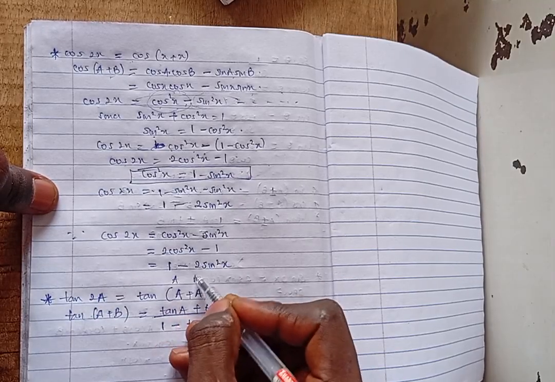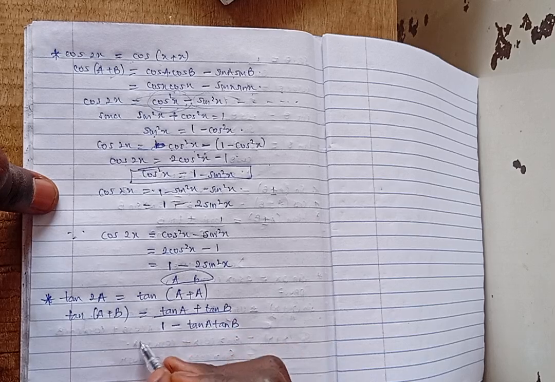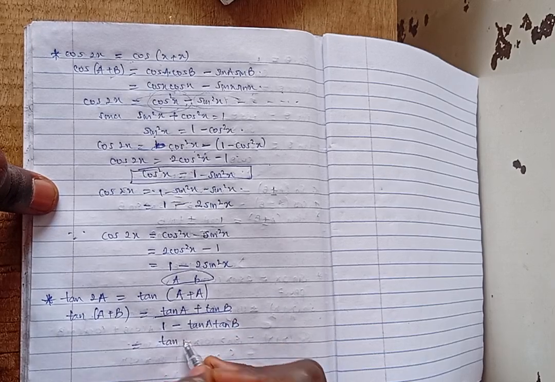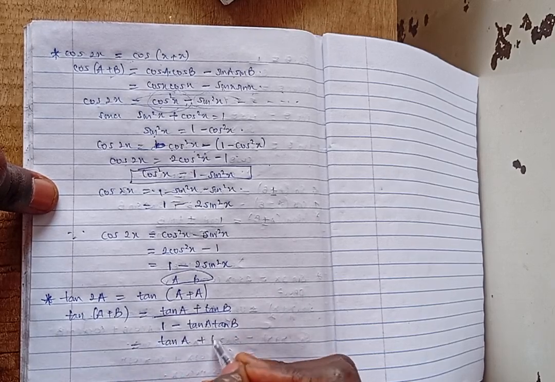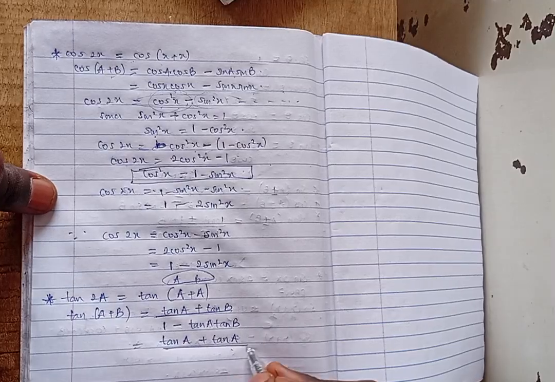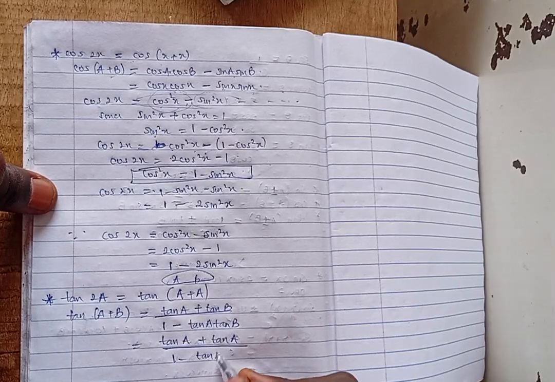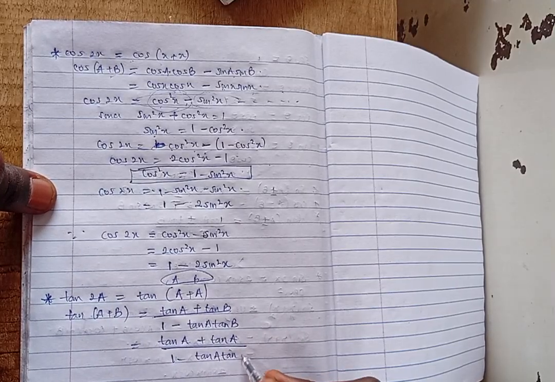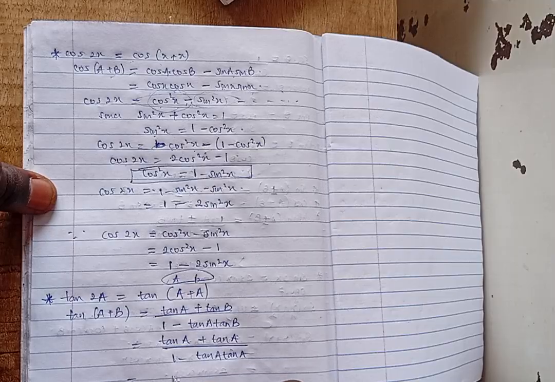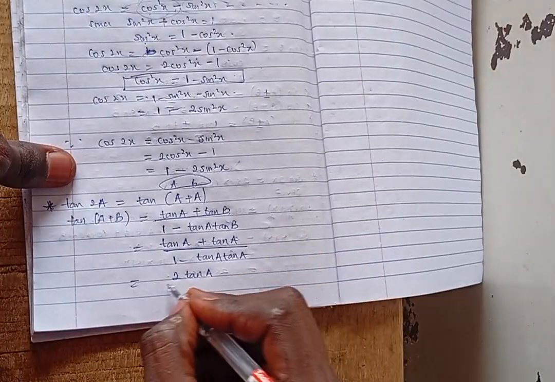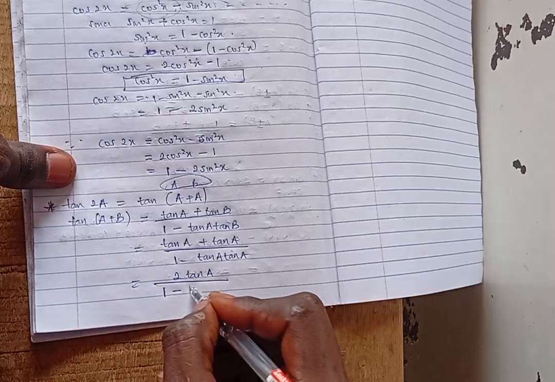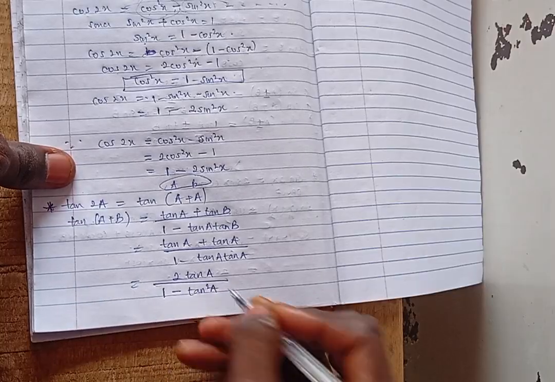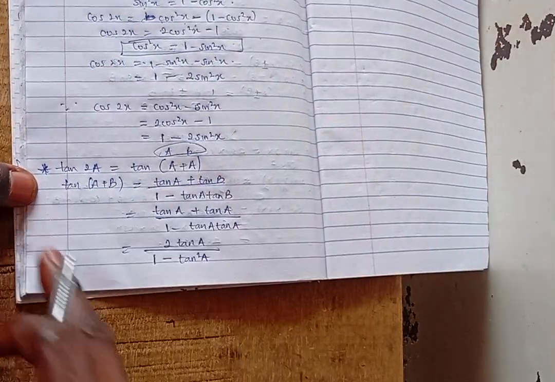Since this is your A and this is your B, you can now say that tan (A plus A) is tan A plus tan A over 1 minus tan A tan A. So it will now be 2 tan A over 1 minus tan square A. That's for tan. This is it.